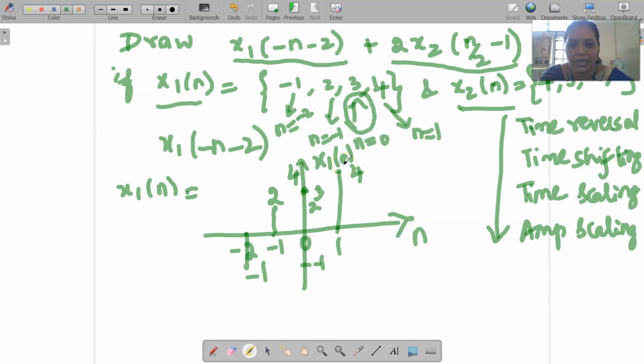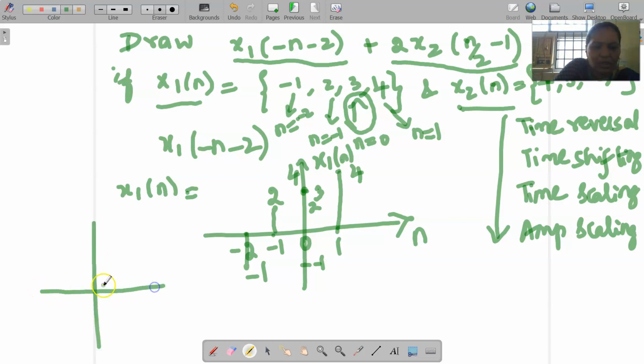If x1 of n is given, we have to draw first what is x1 of minus n. Why? Because in the first signal we have the time reversal operation followed by the shifting operation. So what is time reversal? Whatever you have on the right side you have to draw on the left side, and whatever you have on the left side you have to draw on the right side. So we have 0 and 1. At the 0 position the amplitude remains the same, so it remains 3 as it is. We have plus 1, that will now become minus 1, and whatever the amplitude here, you have to draw here.